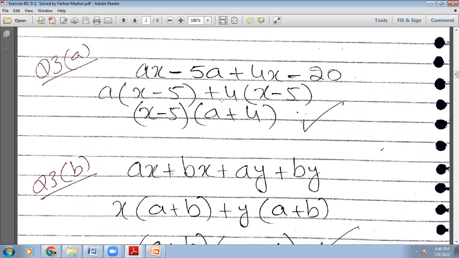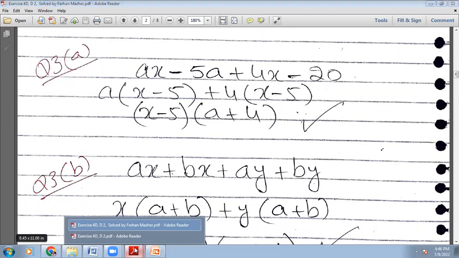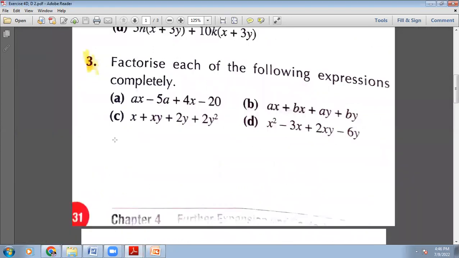From last 2 terms, plus 4 is common. So bracket x minus 5. Now x minus 5 and x minus 5 from these 2 terms is common. From here you will have a, and from here you will have plus 4. So this is how you will do question number 3, A part.